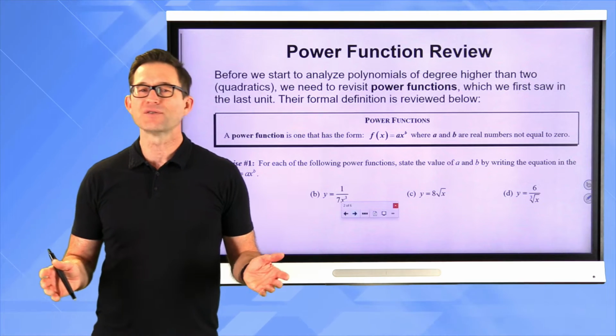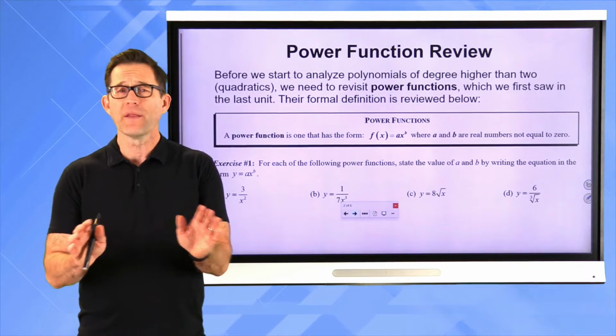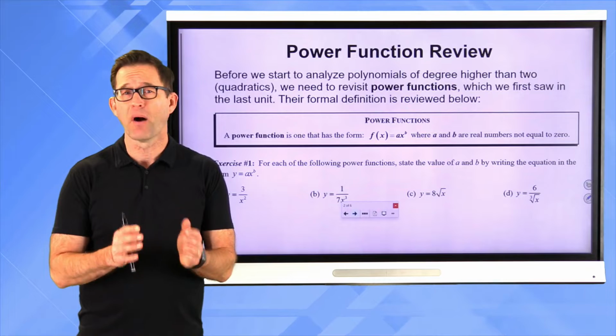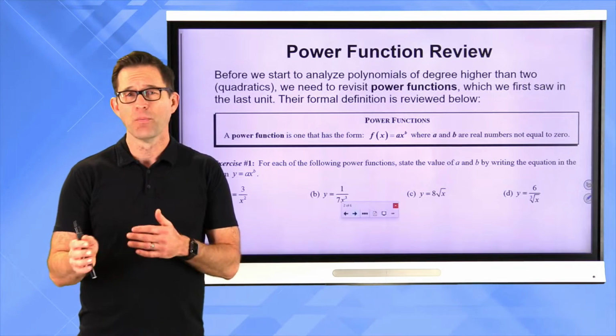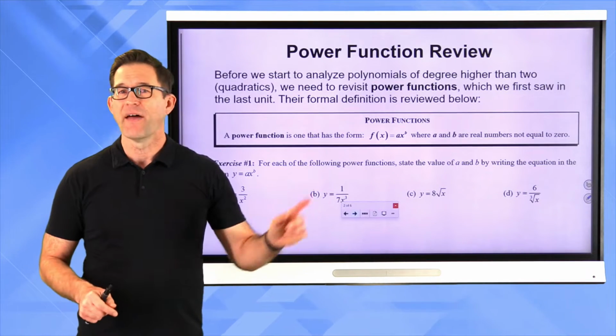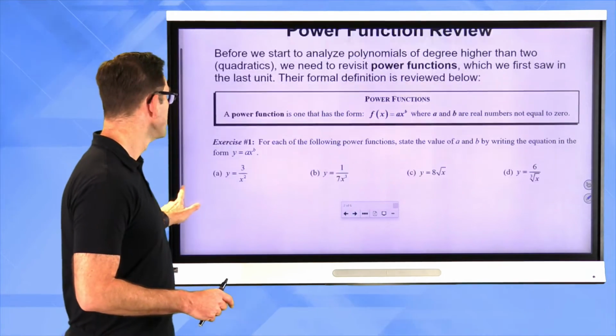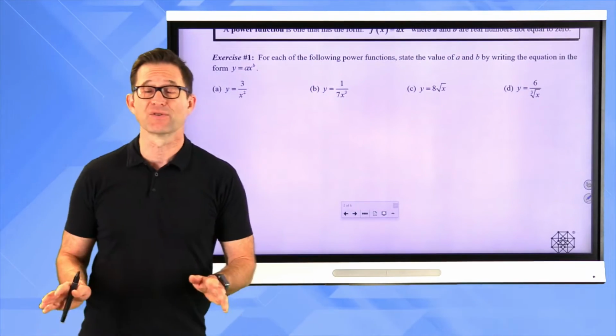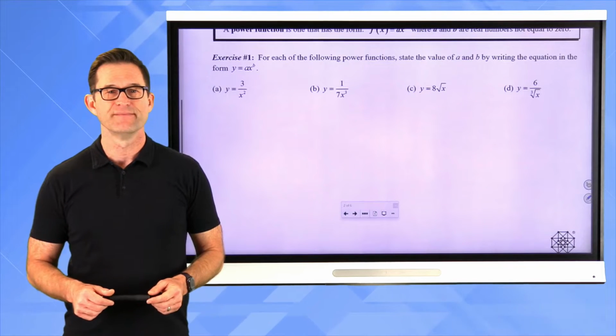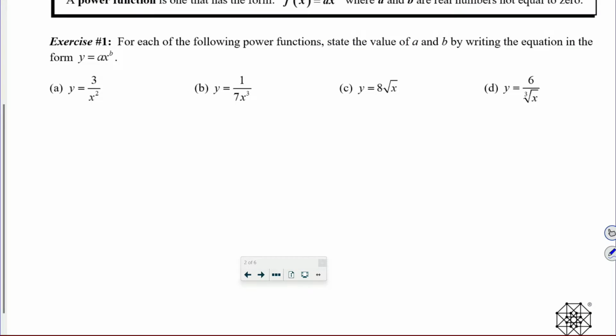Awesome. Okay, so power functions are basically one of the simplest type of functions out there. They're monomials, a single term, no pluses or minuses in them, and they're just a number times x raised to an exponent. So let's take a look at a very simple exercise concerning power functions. Exercise number 1. For each of the following power functions, state the value of a and b by writing the equation in the form y equals a times x to the b.